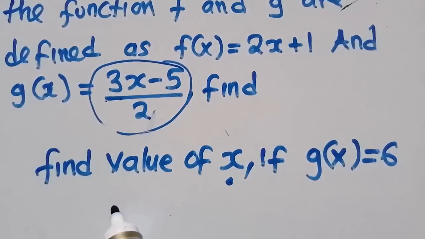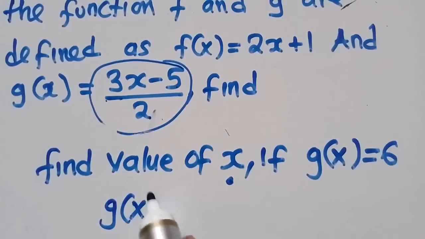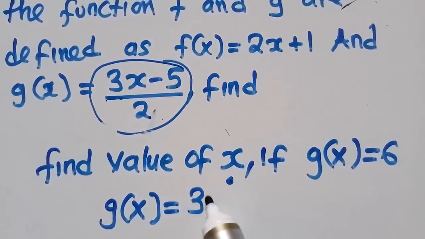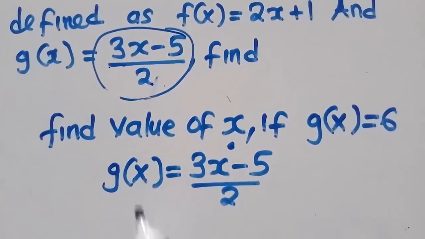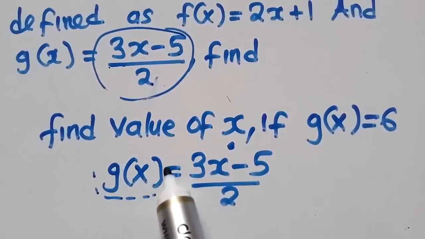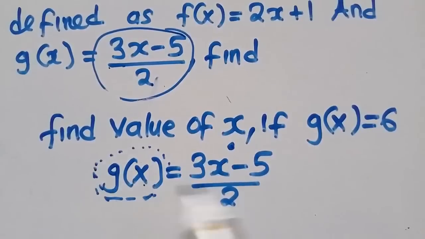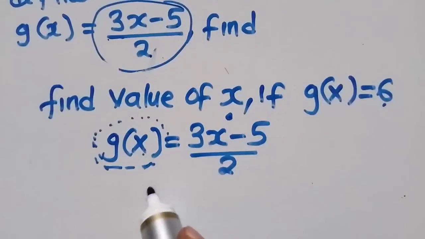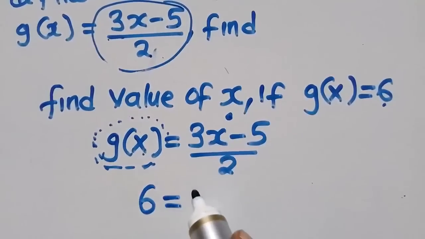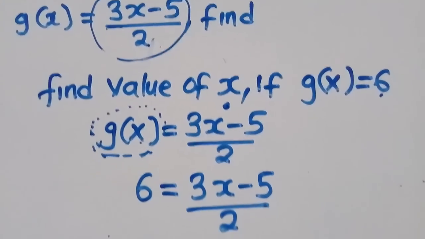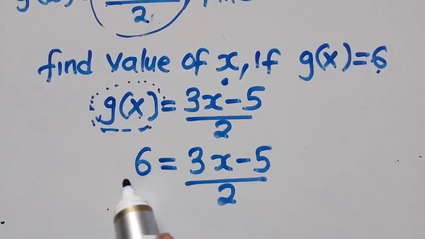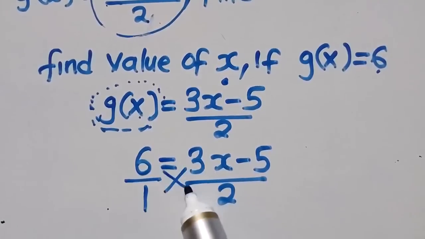Where is g of x? You say g of x is equal to 3x minus 5 over 2. This is what you are given. So g of x, there is 6. You put 6 is equal to 3x minus 5 over 2. Then you say over 1 here, then you cross multiply.